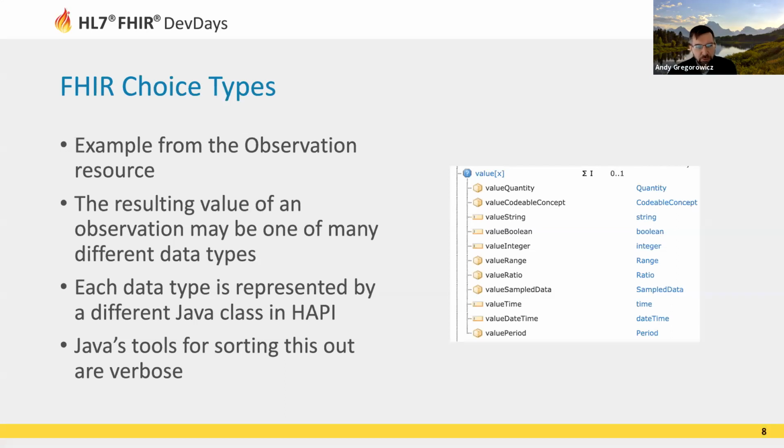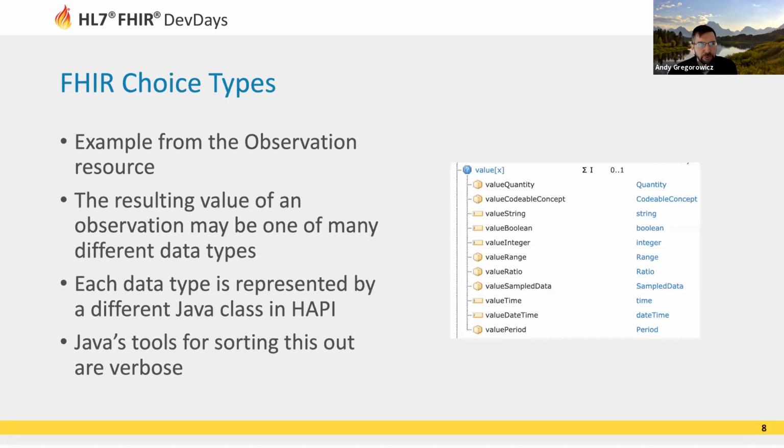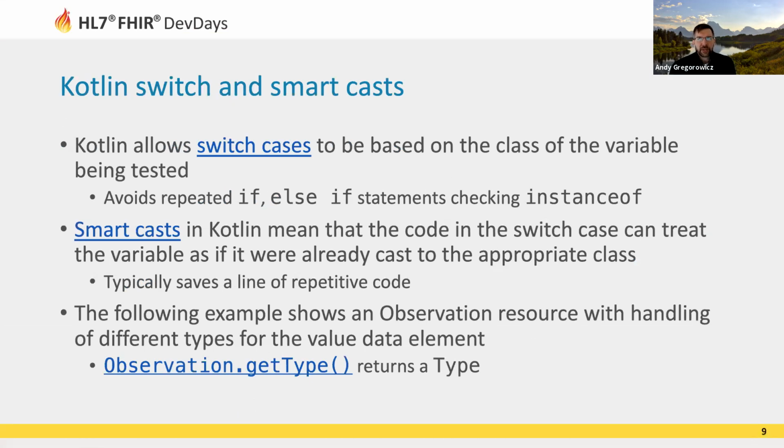And my argument is that the Java tools for sorting this out are kind of verbose. And that's where two Kotlin features sort of combine to show off their superpowers and make your life a little bit easier. And that's Kotlin switch cases and smart casts. So first of all, Kotlin allows switch cases to be based on the class of the variable being tested. In Java, switch statements are fairly limited in what you can switch on, but you can actually switch on classes in Kotlin, and we'll walk through an example so you see what this looks like.